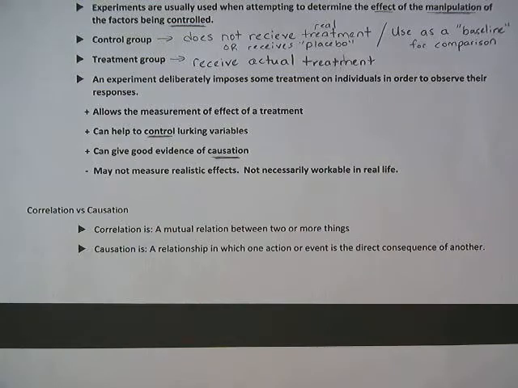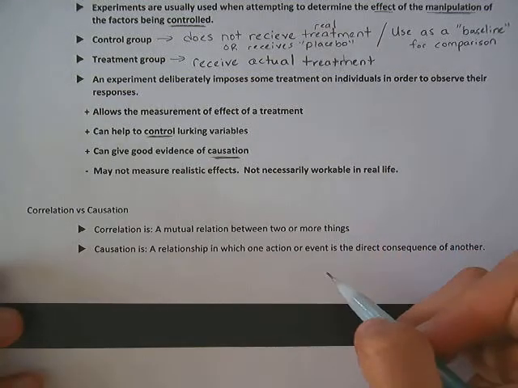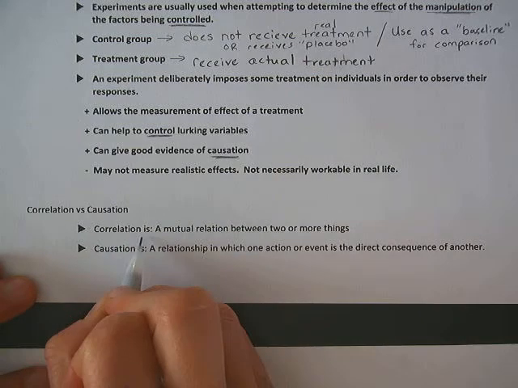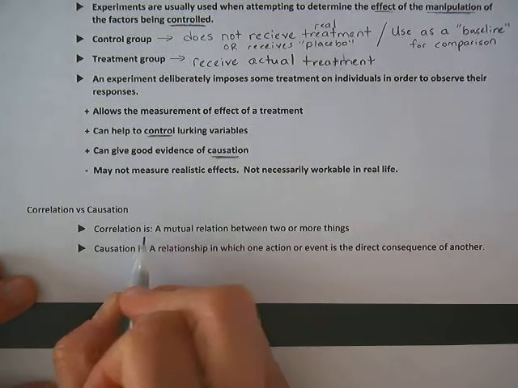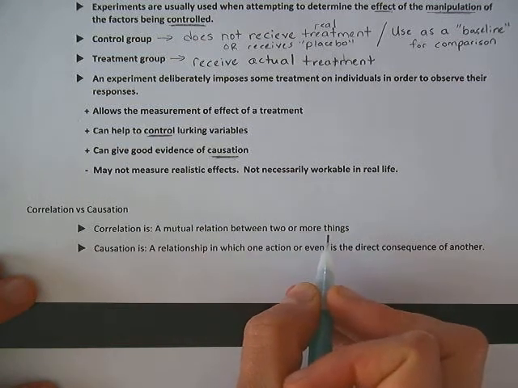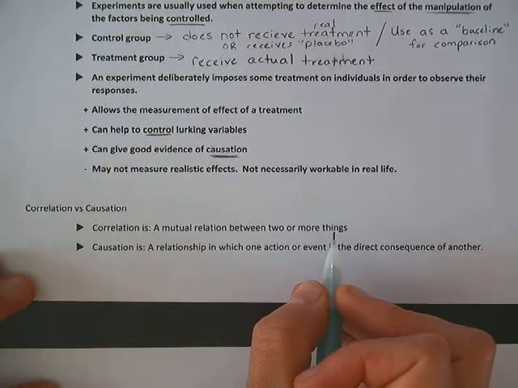All right. So the last thing that I want to talk about, because we've been mentioning this, is the difference between a correlation and a causation. So when you do an observational study, it's only going to allow you to say at the end of it that there is a correlation between the two things. And what that means is there's just a mutual relation between the two things that you're comparing.